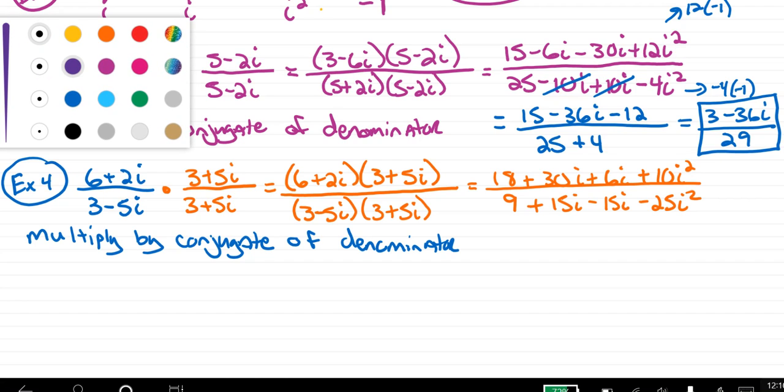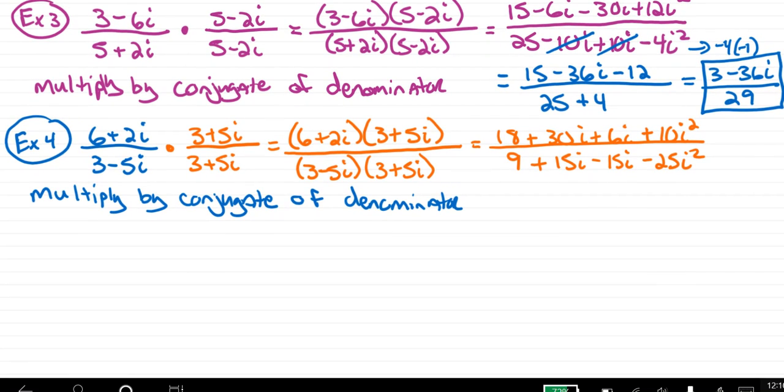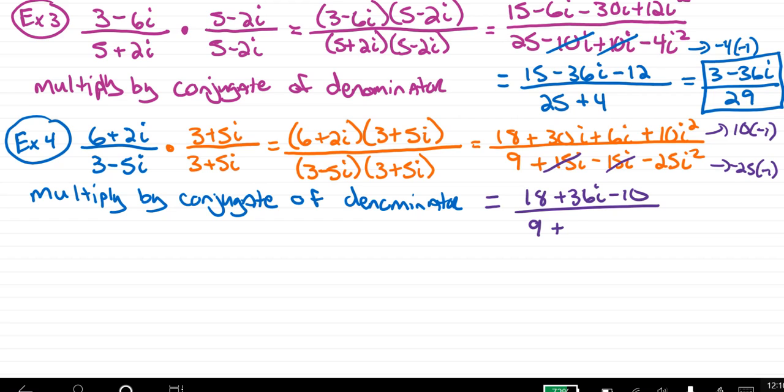All right, so here comes the math. Equals 18. These two give me 36i. And then again, this 10i squared will be 10 times negative 1, so it's minus 10. Denominator is going to be 9. The 15i's will cancel. I'll end up with negative 25 times negative 1, which is plus 25. So my answer is going to be 8 plus 36i over 34.